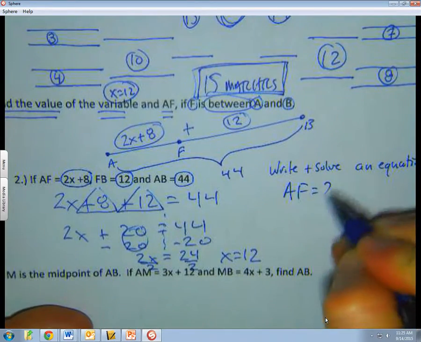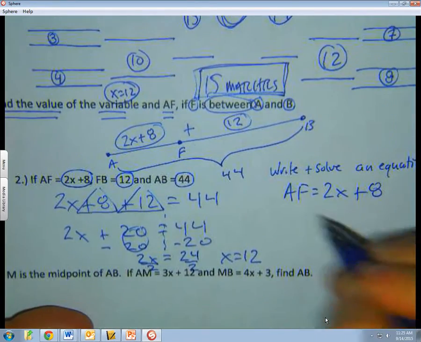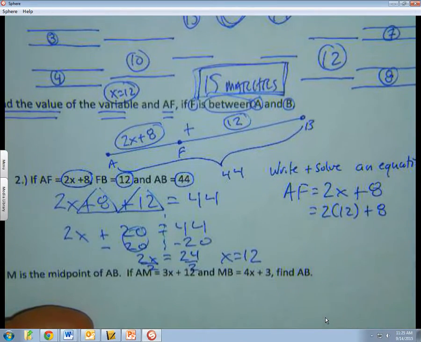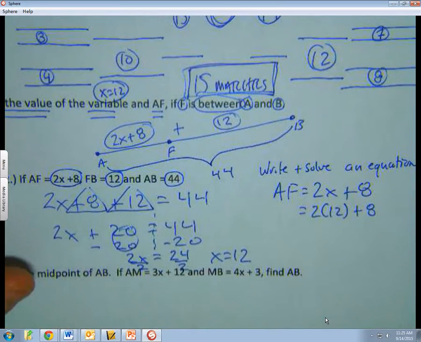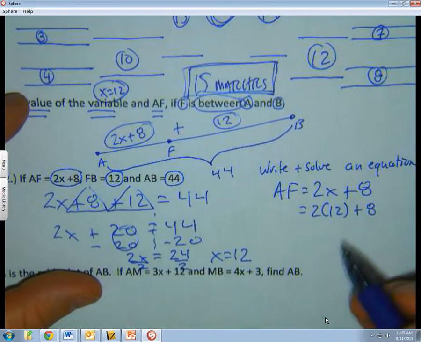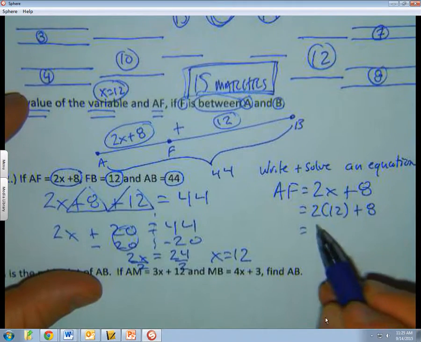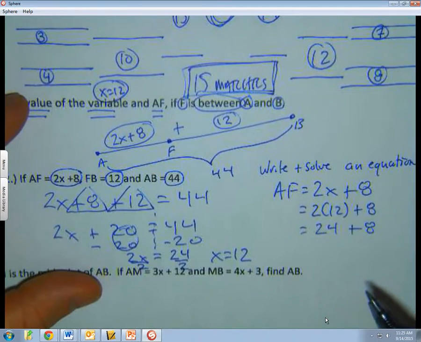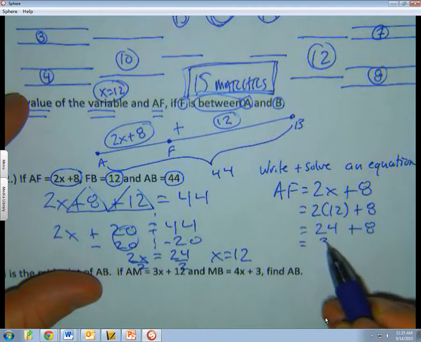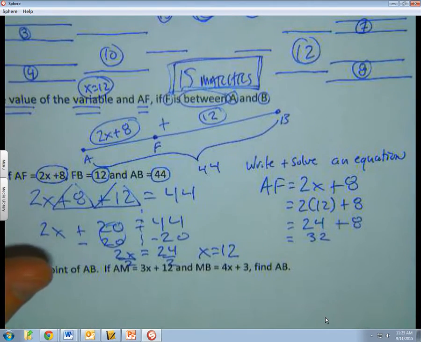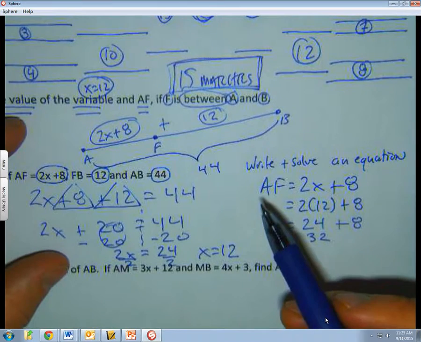So I'm going to take 2, I'm going to put in the 12, and I'm going to add 8. Now, order of operations says that if I'm evaluating, I should multiply first. 24 plus 8 is 32. Now, the beauty of mathematics is that it checks. So, AF plus FB should be 44.